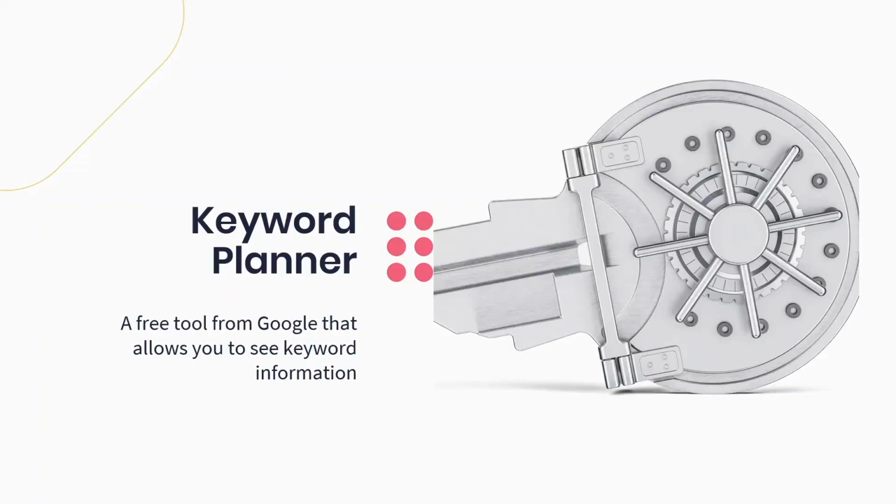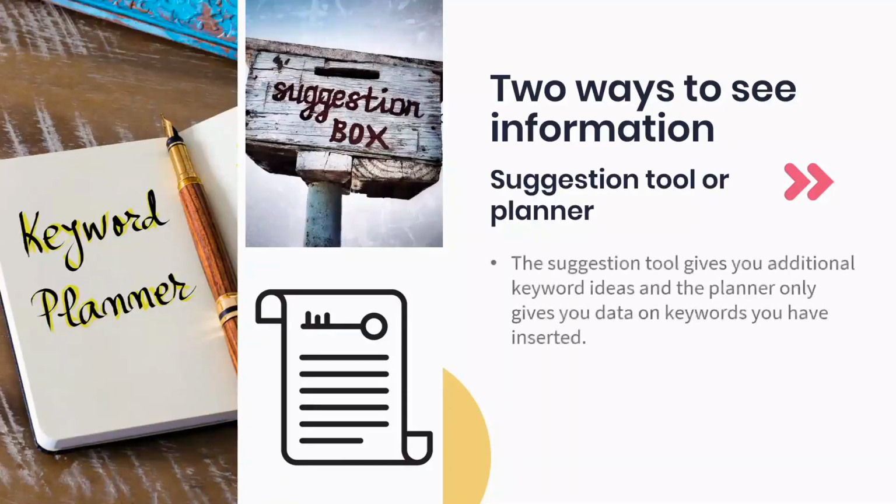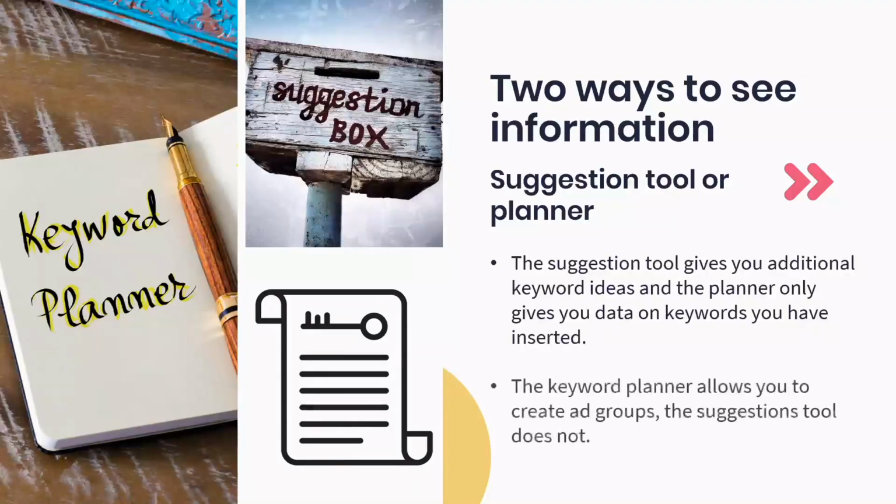It is available under the Tools and Settings tab within Google Ads, and there are 2 ways to see information on your keywords. There's the Suggestion tool and the Planner. The difference between the 2 is that the Suggestion tool gives you additional keyword ideas, and the Planner only gives you data on the keywords that you've already inserted, so you won't get new ideas. Also, the Keyword Planner allows you to create ad groups and therefore campaigns, while the Suggestions tool doesn't.